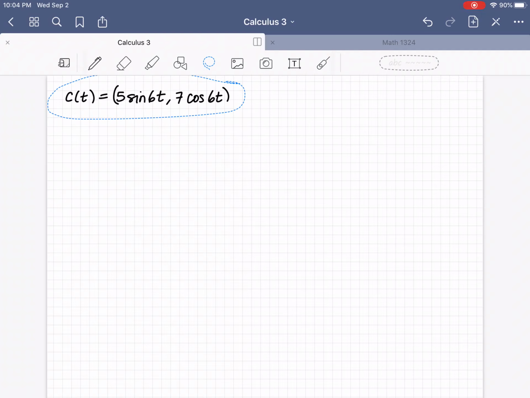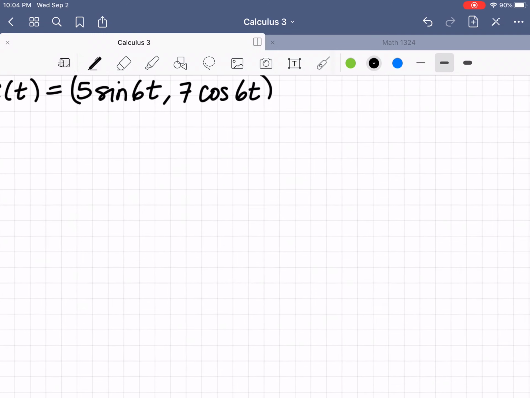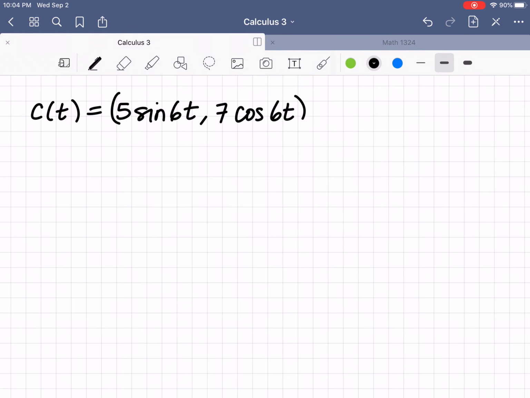Alrighty, so here we have this function c of t is 5 sine 6t, comma 7 cosine 6t, and you're asked to compute the speed. Okay, I'm gonna zoom in here for a sec. So you're asked to compute the speed when t is pi over 4.